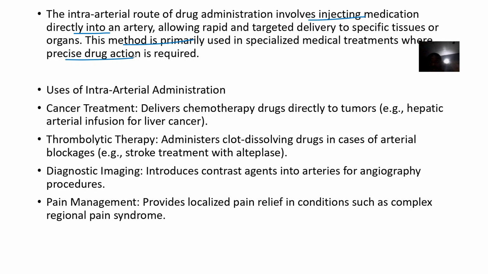So you want this drug to actually do this. So the uses of intra-arterial administration, of course, I told you the first one is cancer, so you deliver chemotherapy directly to the tissues. Thrombolytic therapy: let me say there's blood clotting all over the body, so you want to give a drug that will basically break down the clots. Diagnostic imaging: you introduce contrast agents into the arteries for angiography procedures. Pain management: you provide localized pain relief in conditions such as complex regional pain syndrome.